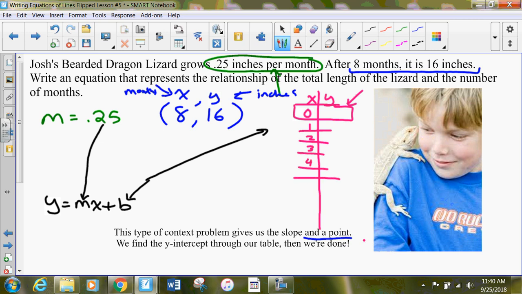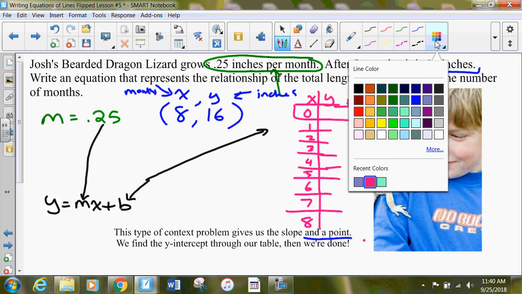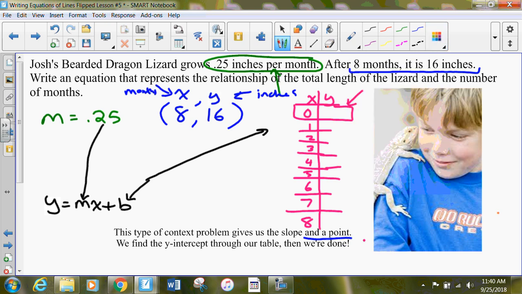Now, some of you can do this intuitively in your head, and that's awesome. I'm making a table for the rest of us who like to make tables and be absolutely sure about our answer. So once again, our slope is 0.25, which means as we move down the table, we would be adding 0.25 because that's what the slope means.